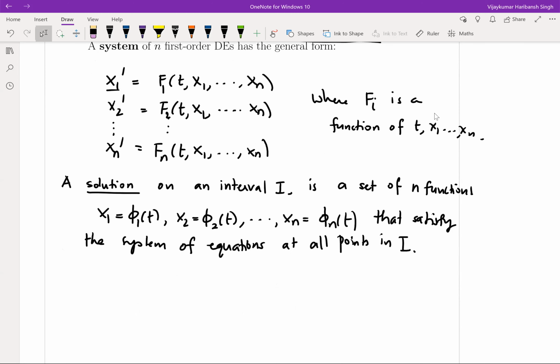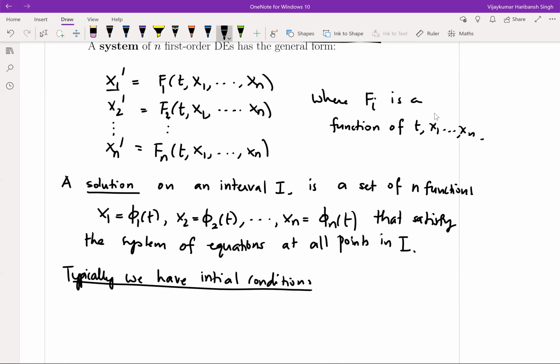Now note that generally we'll have initial conditions as well. So typically we have initial conditions, and the initial conditions will be for each of the variables. So we have initial conditions at t naught, say x1 of t naught equals x1 naught, dot dot dot, xn of t naught is equal to xn naught. Okay, so these are some constants given.